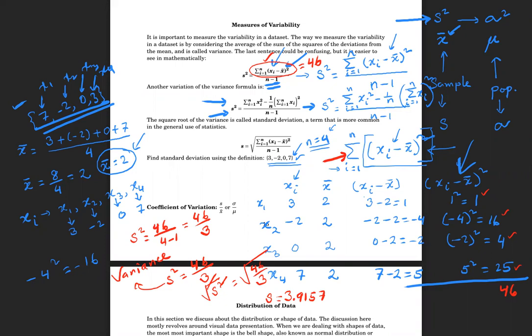Okay, 46 divided by 3 to the power 0.5. Yeah, it's 3.9157. So that is the standard deviation for this data set. The standard deviation for this data set is 3.9157. All right.